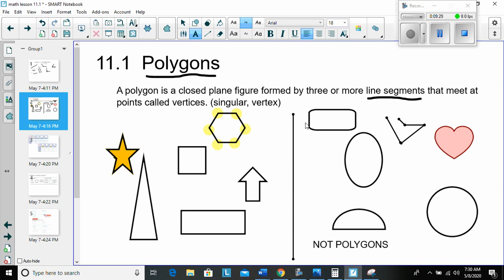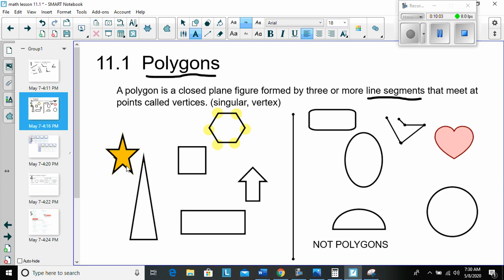All right, this almost looks like a rectangle over here. A rectangle is a polygon, but this one has these curved corners. This is not a vertice. It has to have the vertices, the points that they meet at. And then this one over here we already said was open. So open shapes are not polygons. So this side is not polygons. These are all not polygons, whereas this side, these are polygons. So that's the first thing you need to know. What is a polygon? And what makes a polygon a polygon?